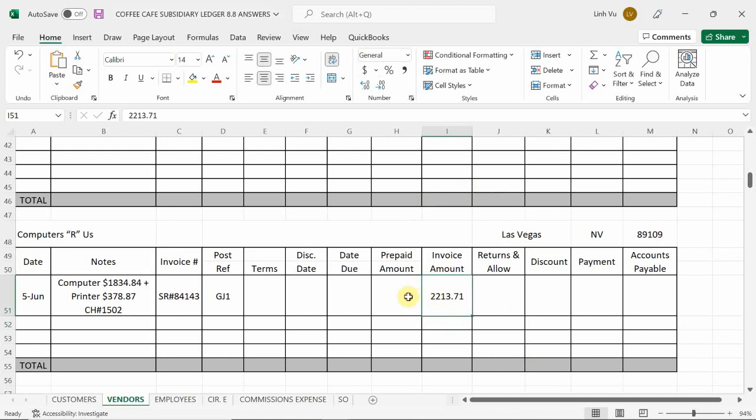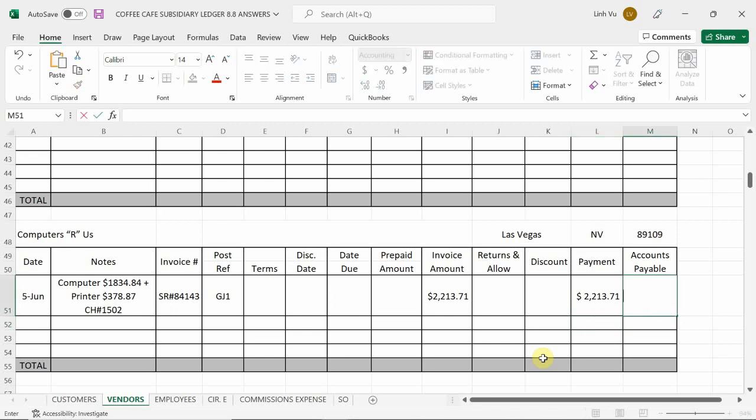$2,213.71. Good. Okay. Did I make a return? Not as of yet. Did I get a discount? No. And last but not least, did I make a payment? You paid the invoice amount. Yes, you did. You paid using check 1502.